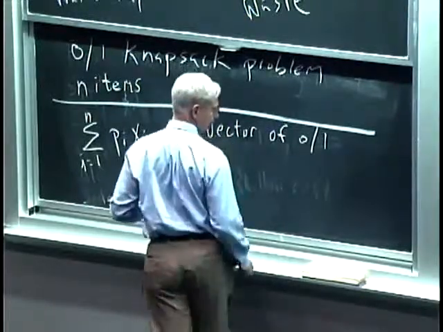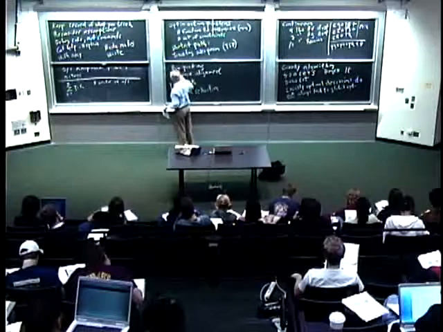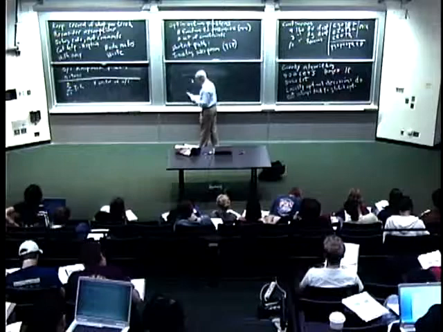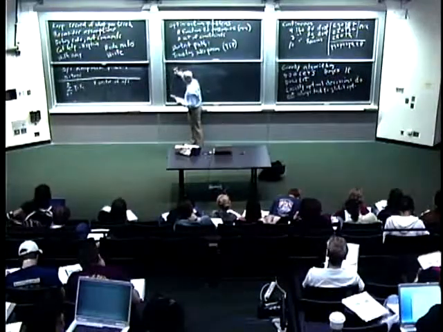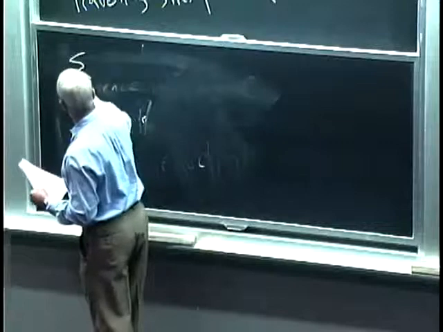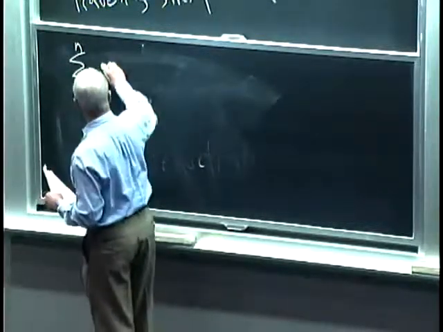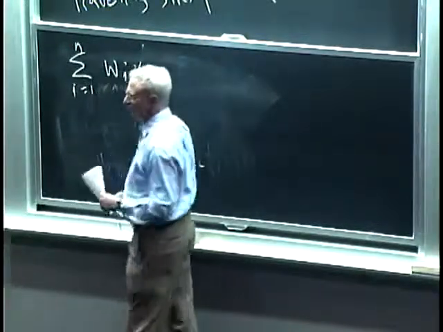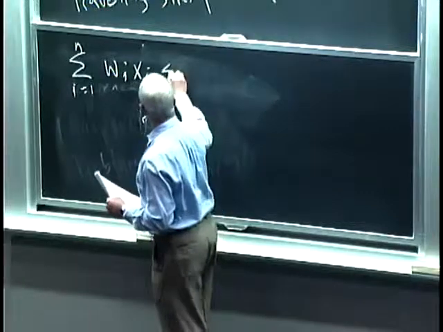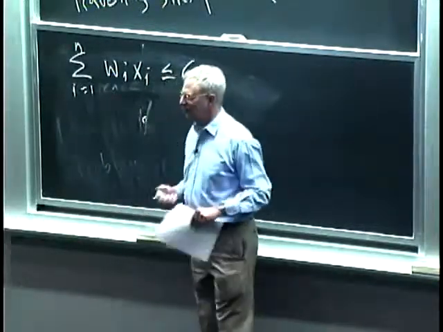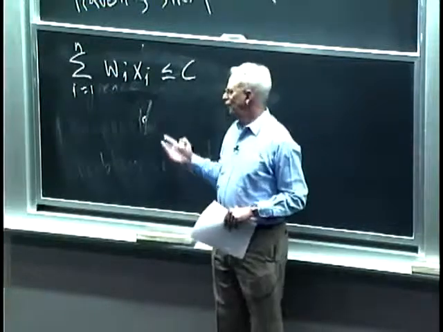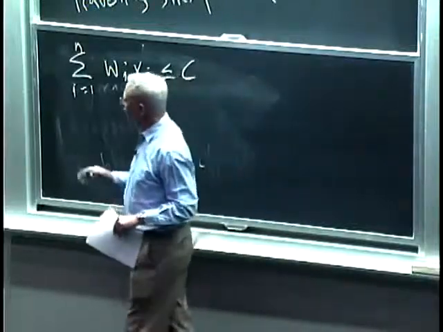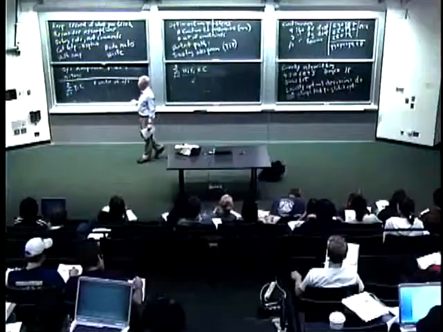And the constraint is that the sum from 1 to n of the weight of the ith item times xi is less than or equal to c, the maximum weight I'm allowed to put in my backpack. In this case, it was 8. So now I have a nice, tidy mathematical formulation of the problem.